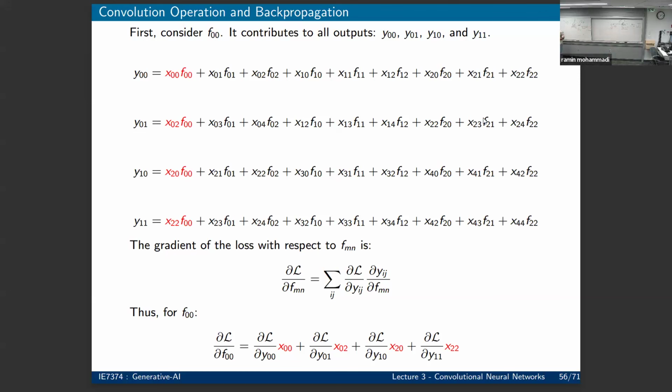Is that clear? Now, one of your friends asked, should we memorize this, like through the backpropagation?